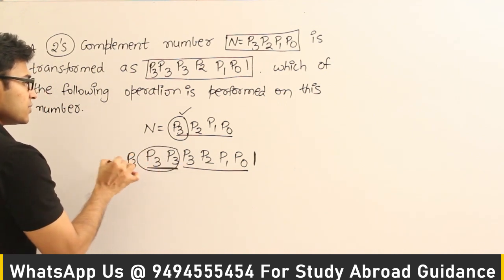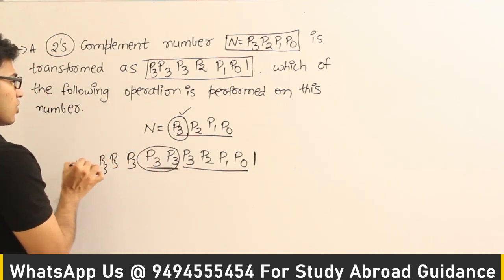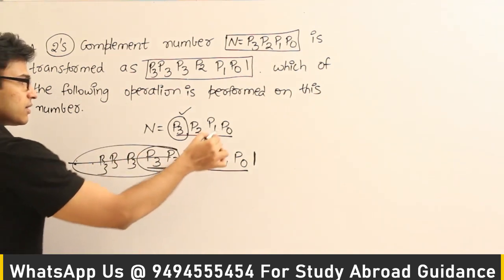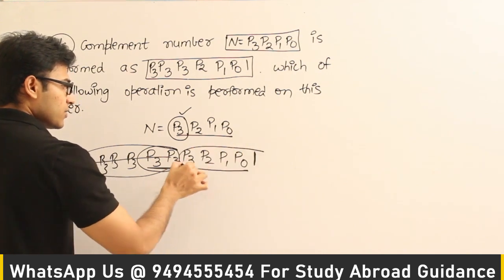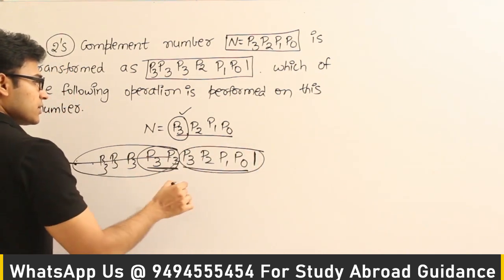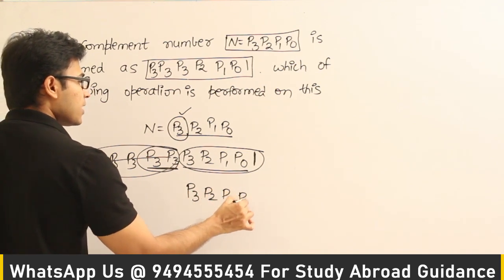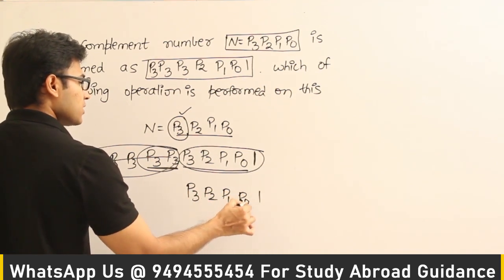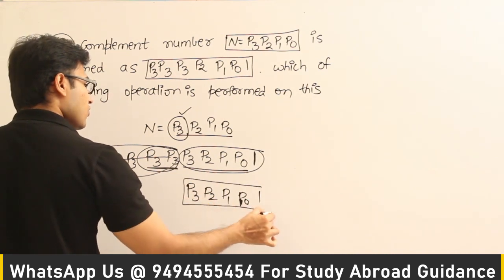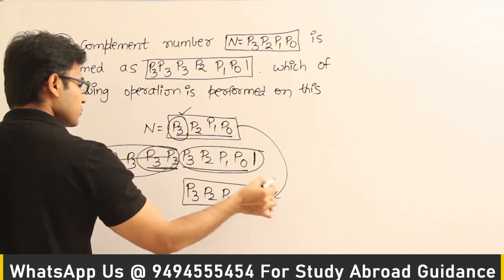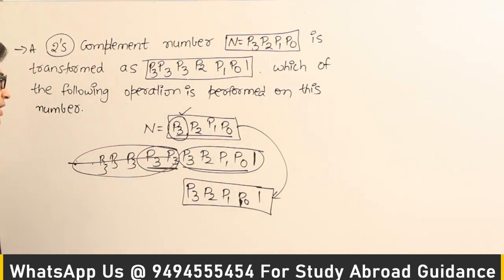Even if they say it is p3, p3, p3, p3, and so on, you can delete all of these, right? And this entire number is the same as this number: p3, p2, p1, p0 and 1, right? Now we had to see what happened. So this number is transformed to this number. You can delete those leading bits, and this number is actually transformed to this number.